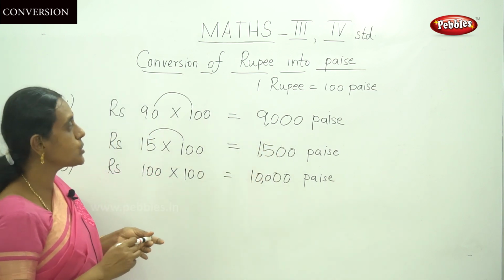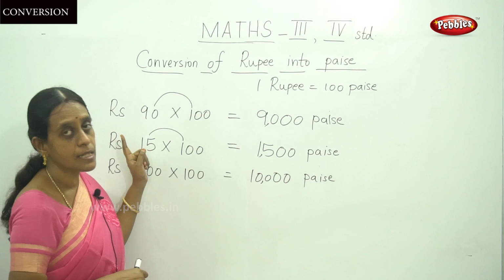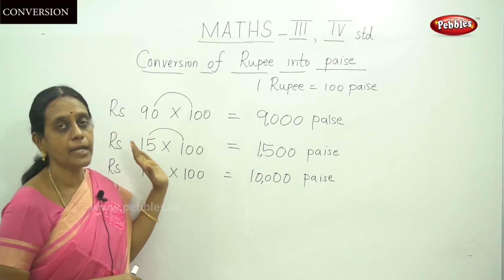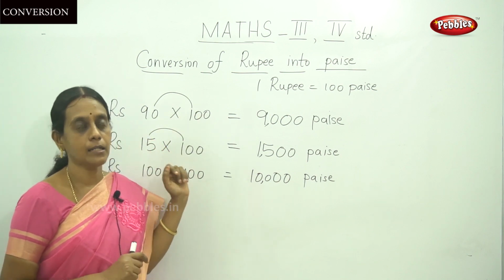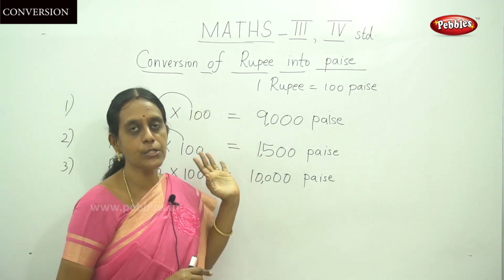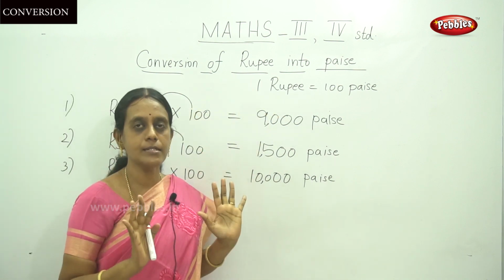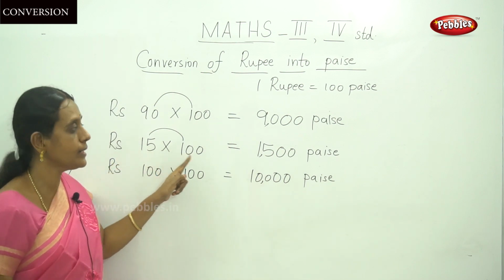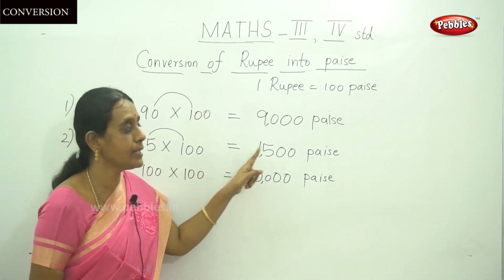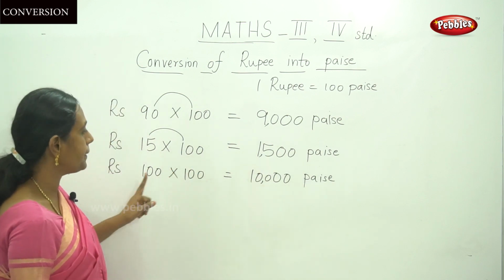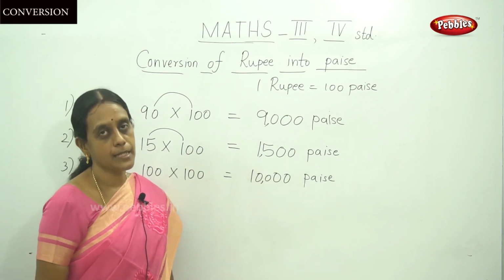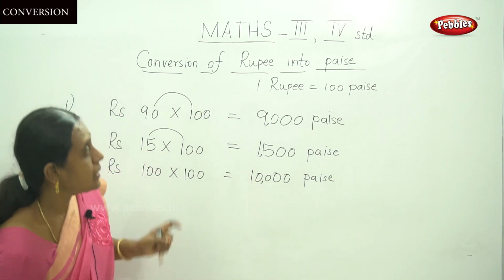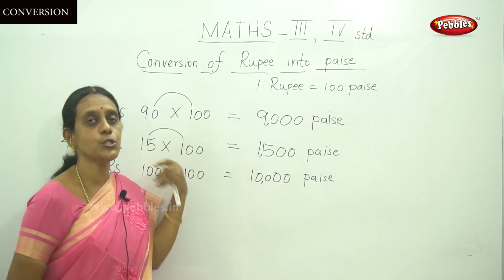So 90 rupees is converted into 9000 paise. In the rupee question, you have to multiply the number by 100, because 1 rupee is equal to how much paise, children? 100 paise. And 15 rupees into 100 gives 1500 paise, and 100 rupees is 10,000 paise. Next, conversion of paise into rupees.